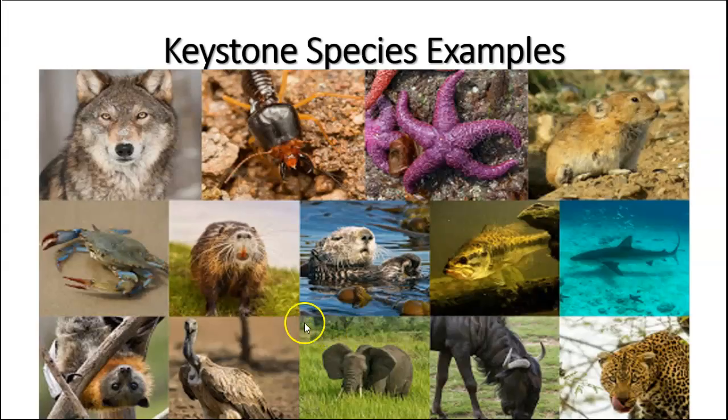Here are some examples of keystone species. So here's the wolf, of course. In some ecosystems, the sea otters definitely were keystone species there. It doesn't always have to be a top predator. Sometimes it's something like an elephant that is actually a herbivore, but that would keep the ecosystem stable because of its presence there. So there are lots of examples of keystone species in various ecosystems.